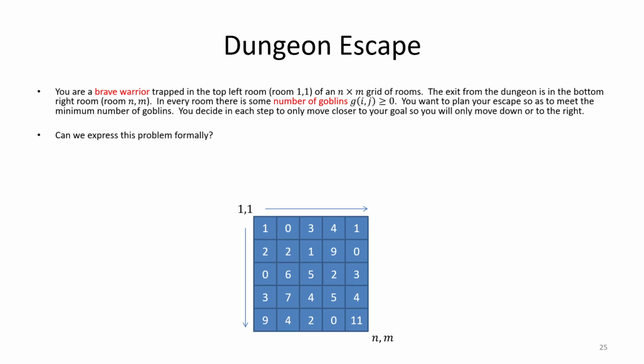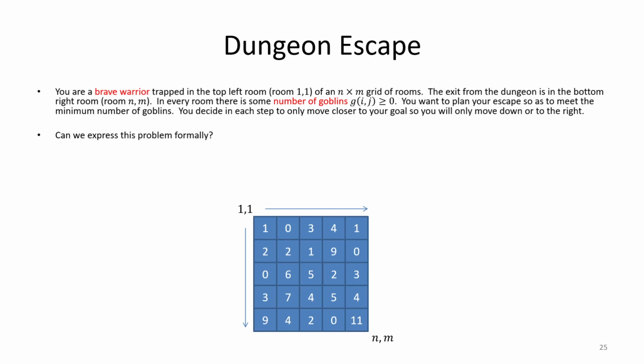So it says here, you're a brave warrior. You're trapped in the top left room, room 1-1, of an n by m maze. Here it looks like n and m are both 5 in my example maze down here. I guess I've got it stated here, it's a grid of rooms. The exit from the dungeon is in the bottom right. In every room there is some number of goblins that we're calling Gij, where Gij is greater than or equal to 0. And we can see that the little map I've got down below indicates how many goblins there are in each room.